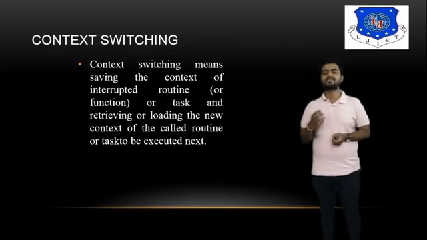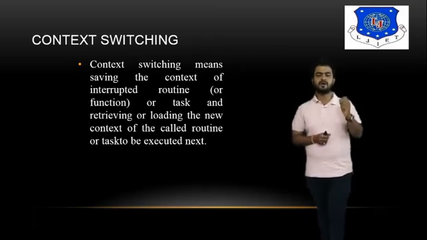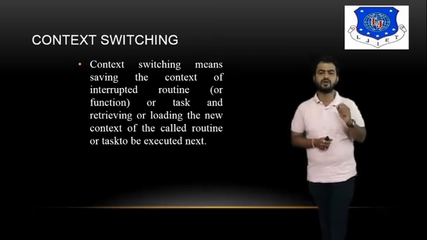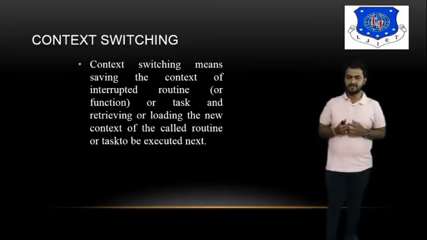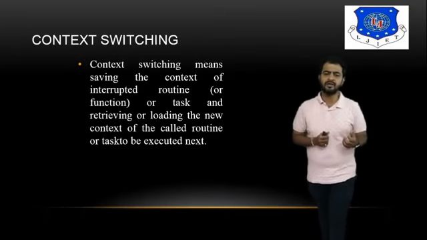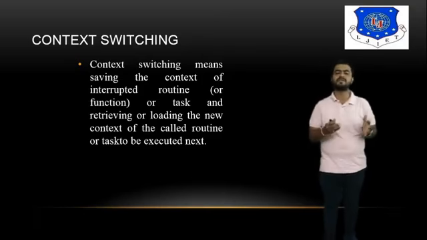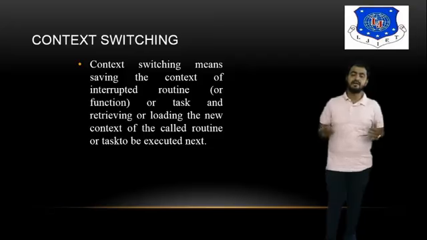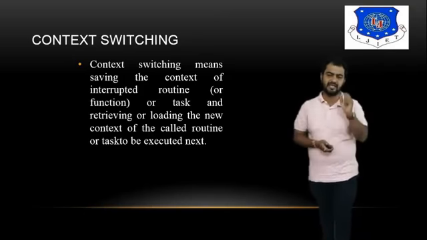Now we discuss context switching. What exactly is the meaning of context switching? Context switching means saving the context of an interrupt routine or function or task and retrieving or loading the new context of a routine or task to execute the next instruction. So basically, in terms of context switching, we have to deal with a number of tasks, right? We have to deal with the number of tasks going on in parallel, or in synchronous manner, meaning one after another. So we have to take care of each and every task, load the new task, and complete the previous task as per its execution.